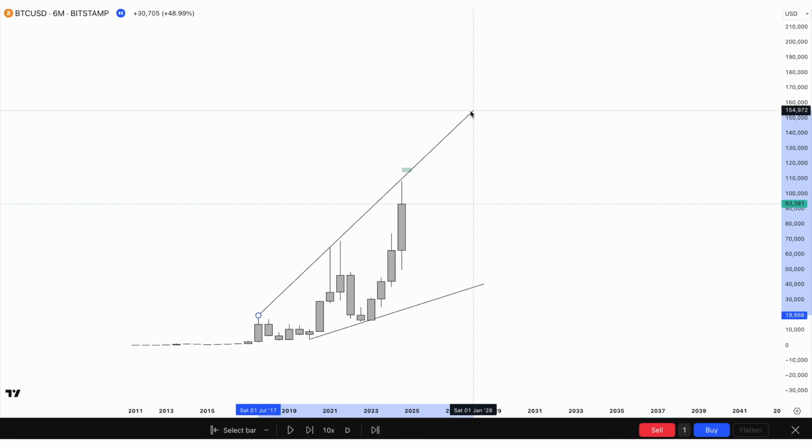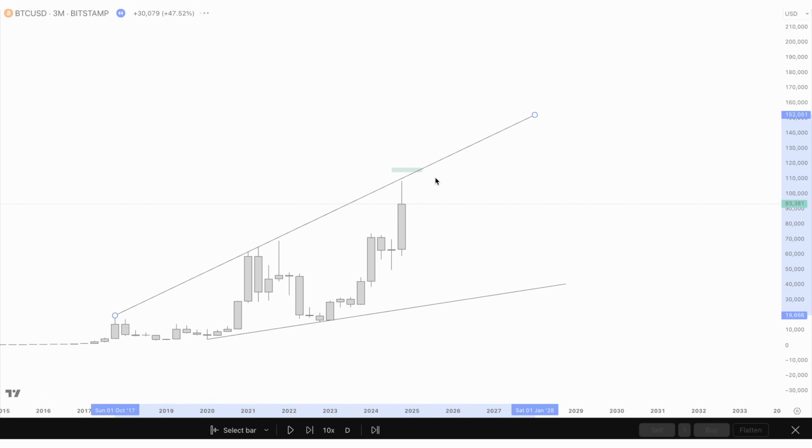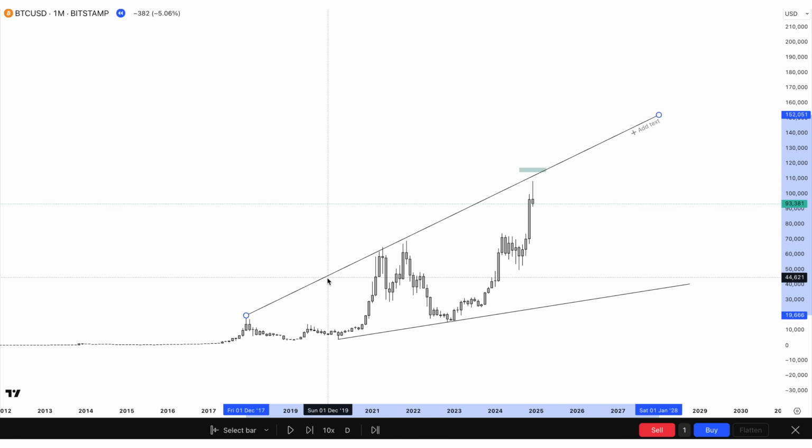You can see here, it's a bit different. On the 3 month, it's a bit different again. You've got to drag it down. The monthly is the perfect fine line, I find, for this stuff.